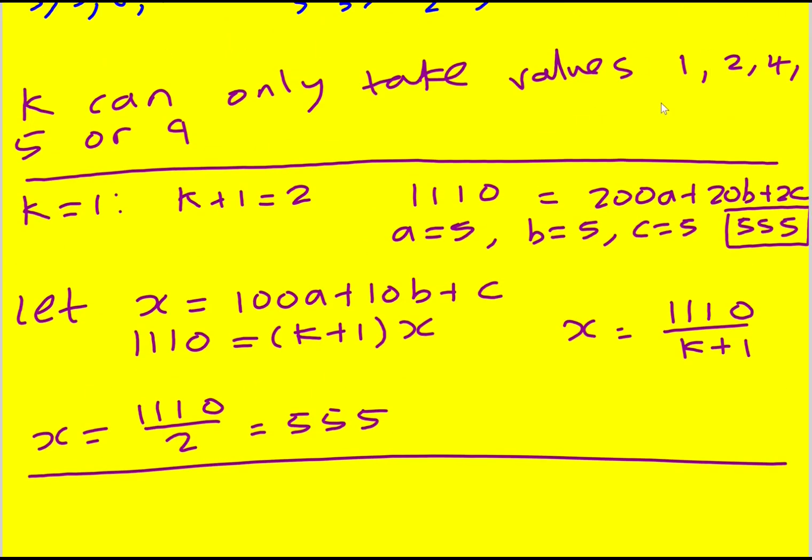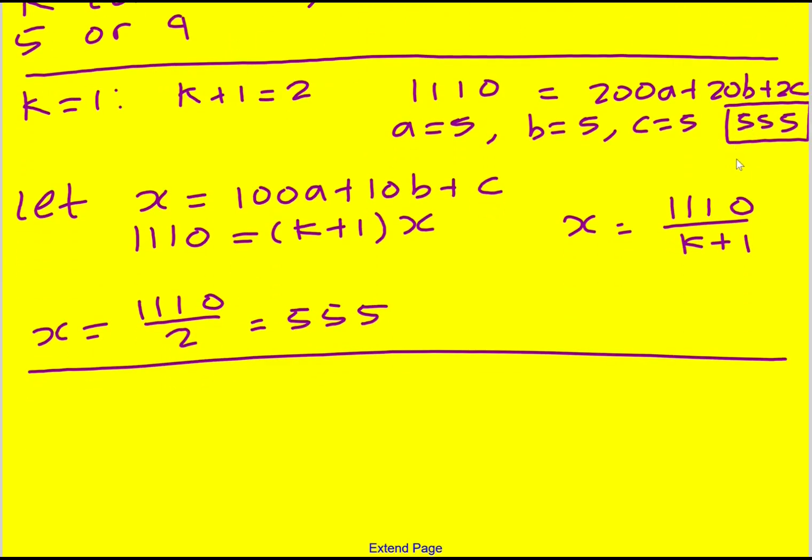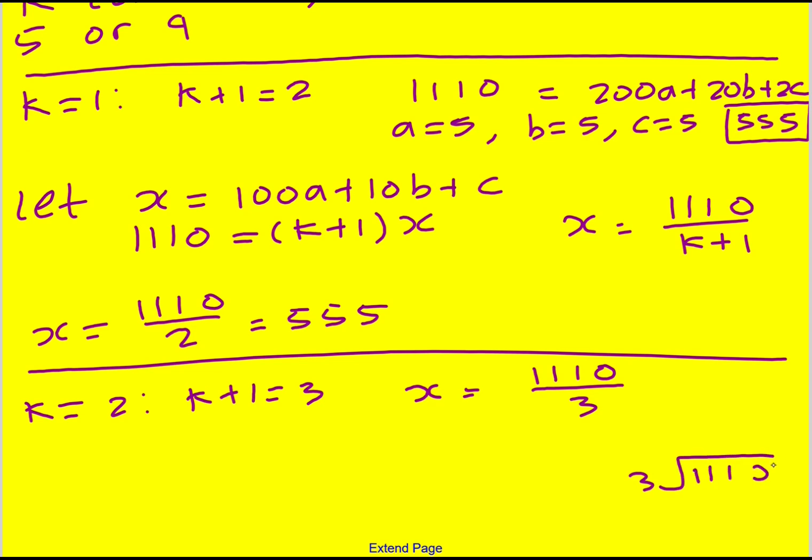Okay, let's just keep in mind we've got 1, 2, 4, 5, and 9. Let's go with K equals 2. So x is going to be 1110 divided by 3, which gives us 370. But I have to reject that one because there is no 0 on the keypad.